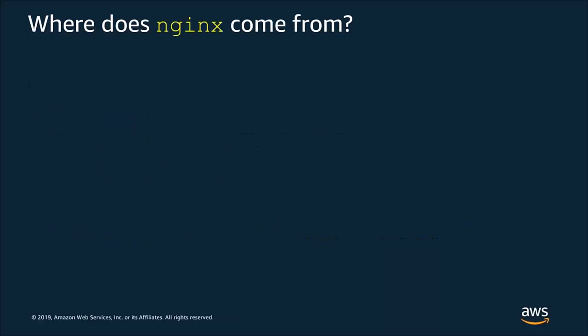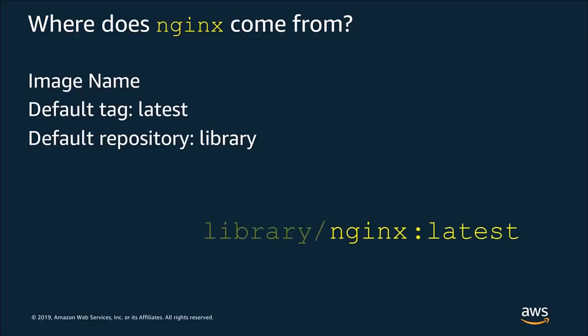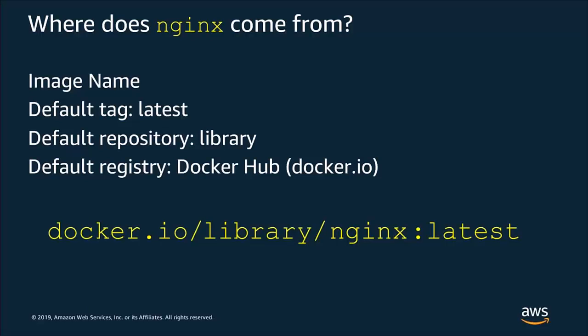So let's break down the example of nginx. Where does the image nginx come from? Well, nginx is clearly the name, but if we do not specify a tag, it will automatically get the latest tag. Likewise, it will also use the default repository of library and will automatically assume that you are asking it to go to Docker Hub and pull that container.